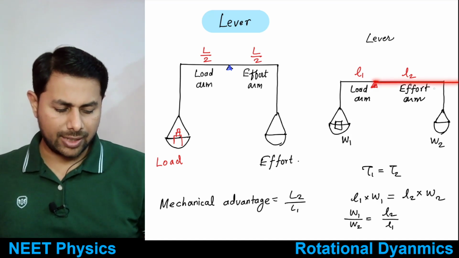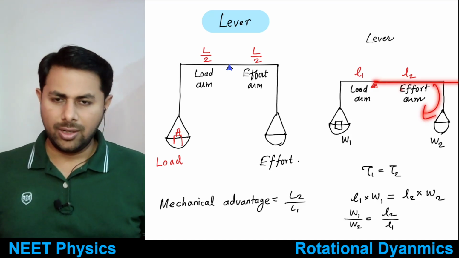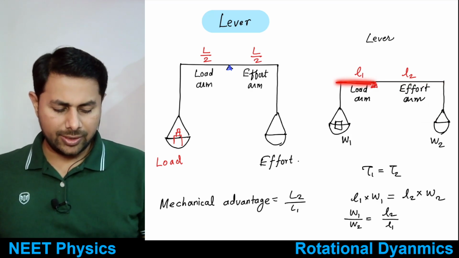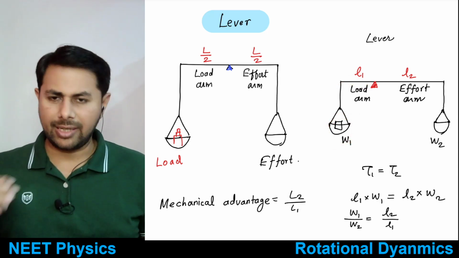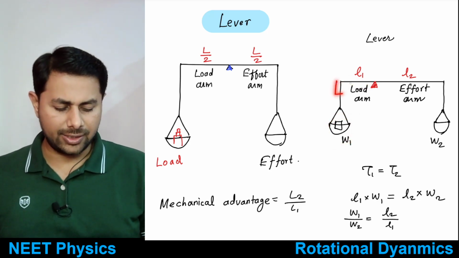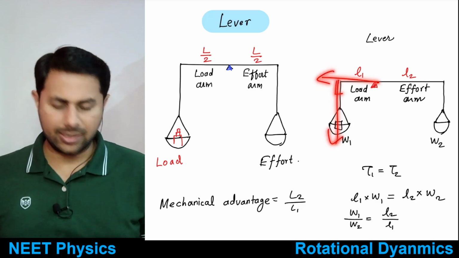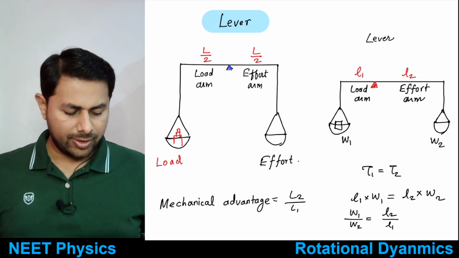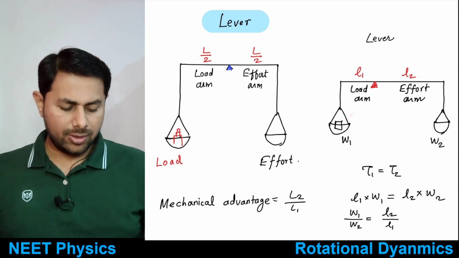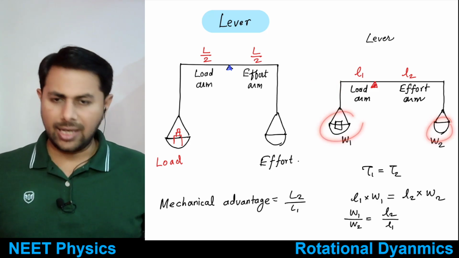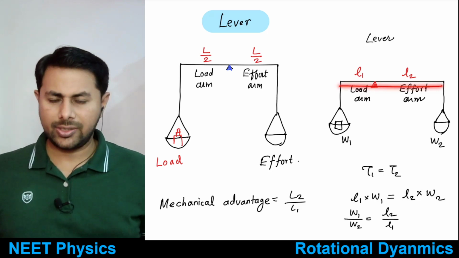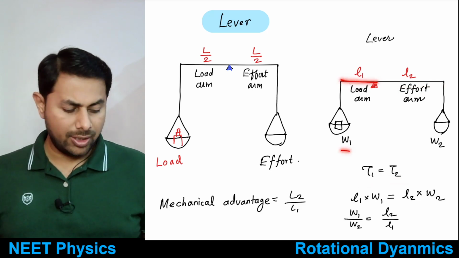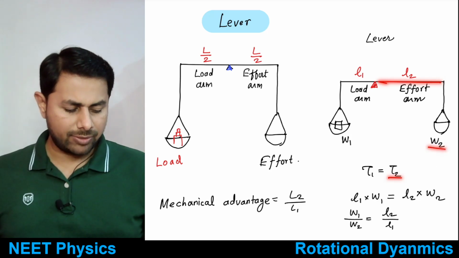If you do R cross F, how much is the magnitude? The magnitude of the torque due to this W1 is just L1 times W1, because the angle is 90 degrees. L1 is directed like this, W1 is directed like this, and the angle between them is 90 degrees. So now the lever will be balanced when tau1 is equal to tau2. Tau1 is L1 times W1, tau2 is just L2 times W2.